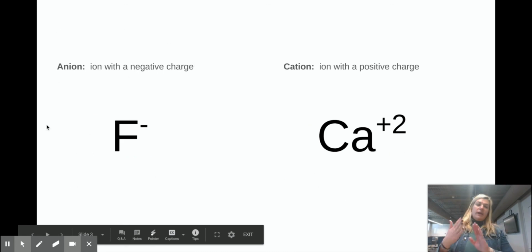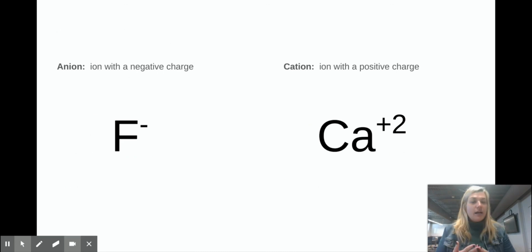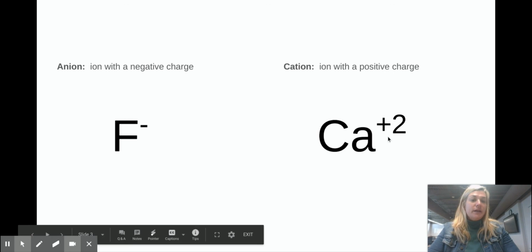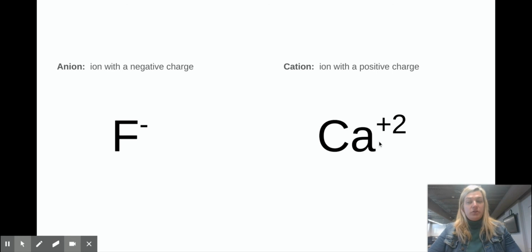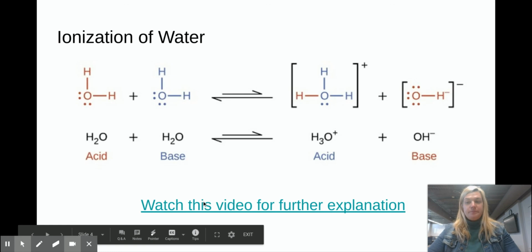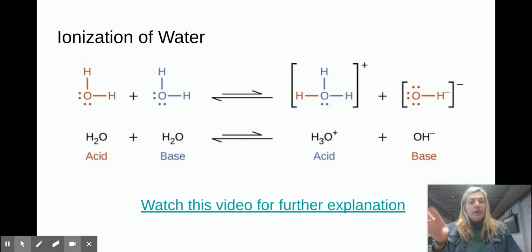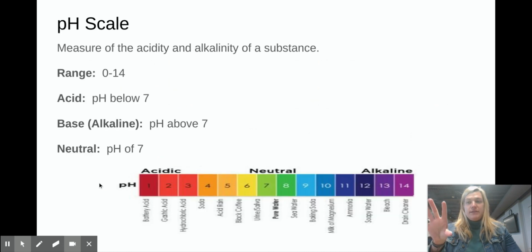Okay, so let's talk about an anion and a cation. An anion is an ion with a negative charge, so when it gains an electron, and a cation is an ion with a positive charge, when it gives away electrons. So right here, since calcium is +2, that means it lost or gave away 2 electrons. Here, fluorine is negative, which means that it gained 1 electron. This is what I was just talking about, the auto-ionization of water. You'll have a more in-depth lecture on this tomorrow, so I'm going to skip over this.